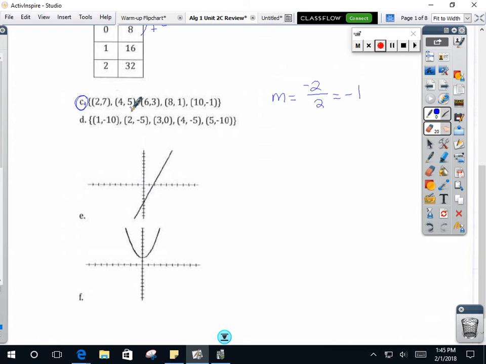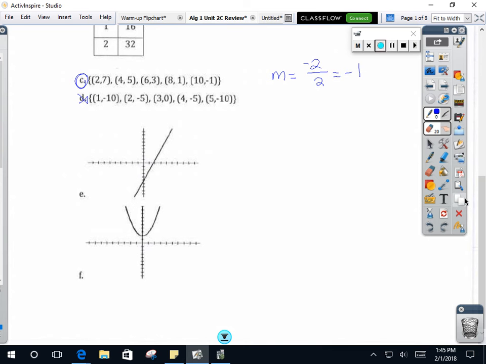Now for D, the x's are 1, 2, 3, 4, 5. Was that constant? Yes. Now let's look at the y's. Negative 2, negative 5, 0, negative 5, negative 10. No. Okay, because first you're at negative 10, then you're at negative 5, then 0, but then you go back to negative 5 and negative 10. So first you're adding by 5, but then you're subtracting by 5, so that is not constant.